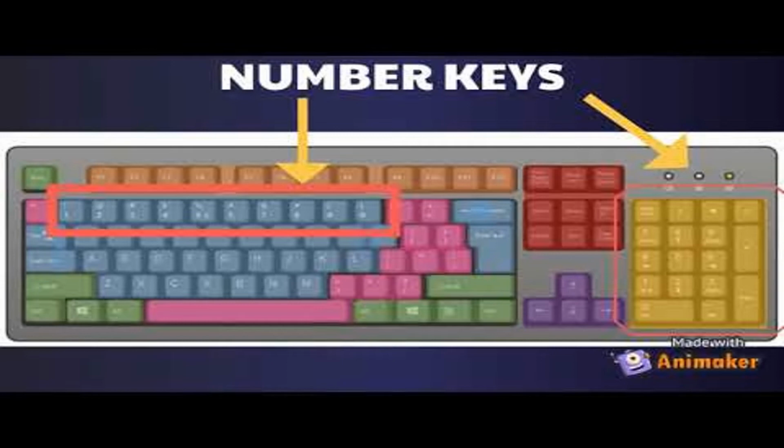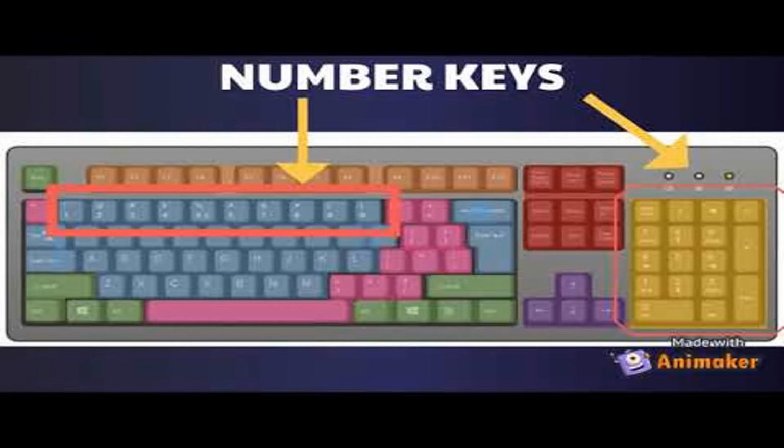Number keys. Students, see that the keys just above the alphabet keys are number keys. They are marked with numbers 1, 2, 3, 4, 5, 6, 7, 8, 9 and 0. And on the right hand side, you can see that some number keys are also given. These are known as the numeric keypad.